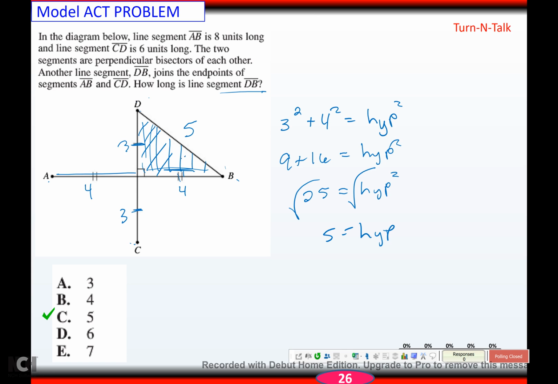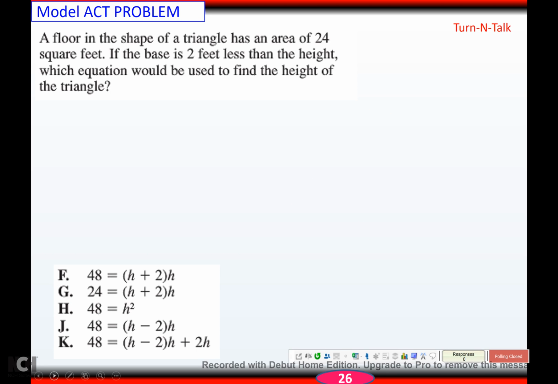But it's a lot easier if you just remember the most famous right triangle of all, kind of like the most famous reindeer of all. It's getting close to Christmas. Alright, the most famous right triangle of all is the 3, 4, 5 right triangle. Alright, try this one. So pause, come back when you're ready.